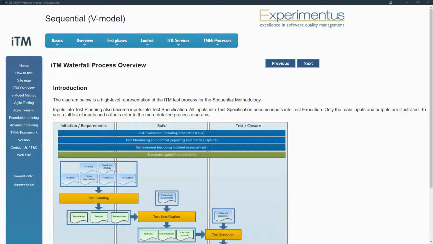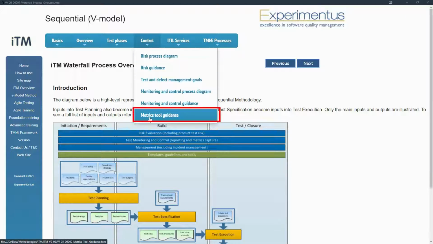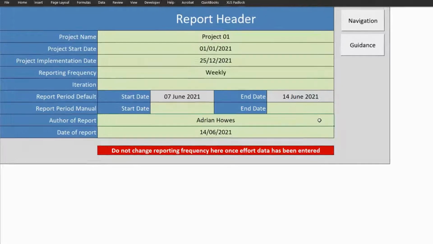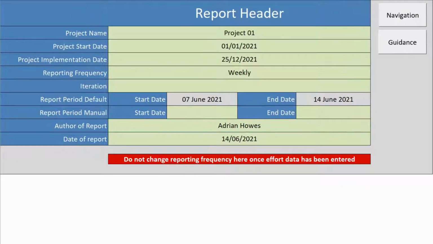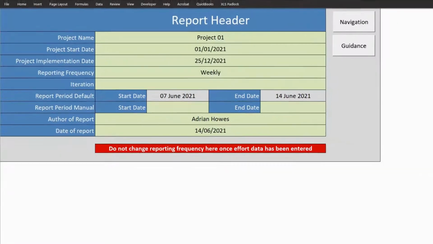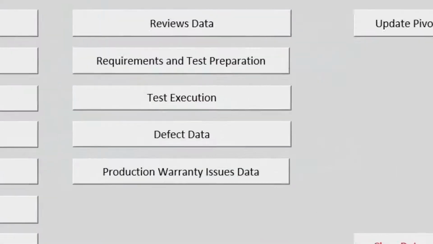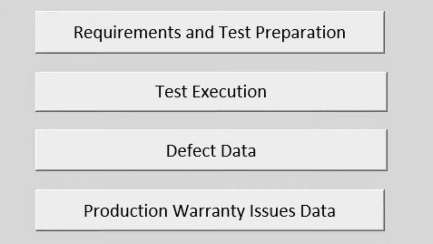Testing organizations that already have a defined and operational collection and reporting system can, of course, continue to use what they have. Their own KPI definitions and targets can replace those that are predefined in iTM. But for those who do not have an established metrics setup, iTM provides a metrics tool which enables projects to collect data for and report on up to 26 key performance indicators. Data can be stored and analysed covering the whole of the test process lifecycle, from requirements definition and test preparation through test execution to live operation defect management.